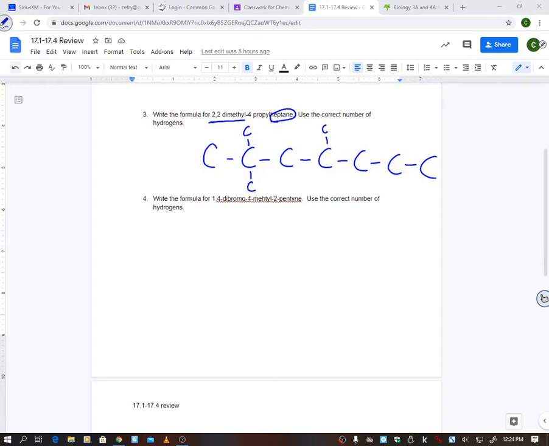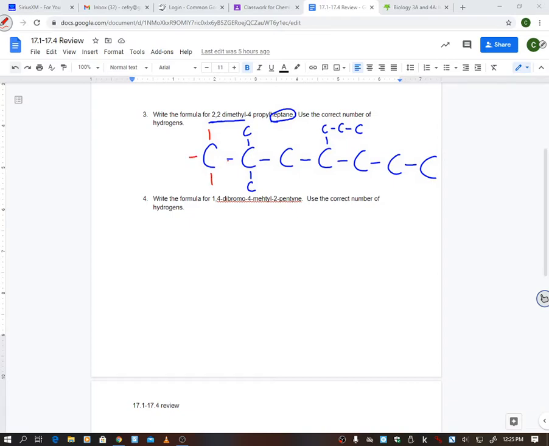On 4 I've got a propyl. I'm going to have to draw it this way, which is fine. You don't have to have it going straight up. And then heptane. So now I'm going to go back and add my hydrogens to this. I'm going to do those in red so we can see them. There's 1, 2, 3, and of course there's that 4th.